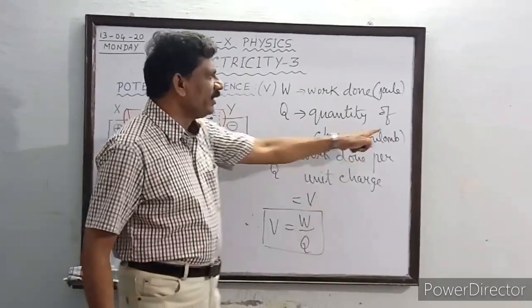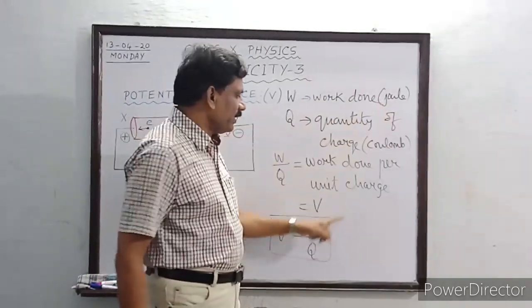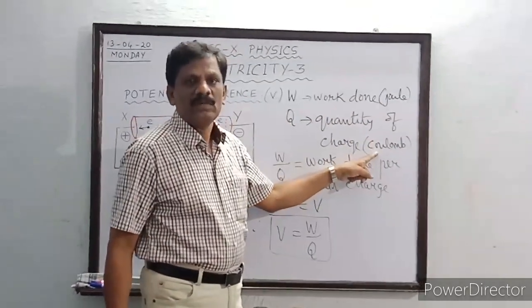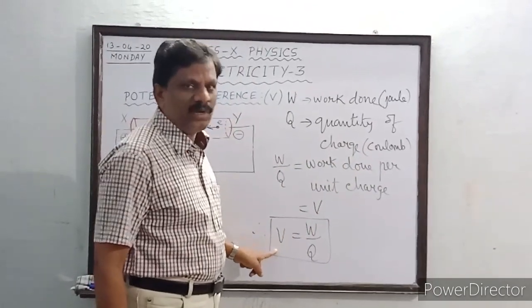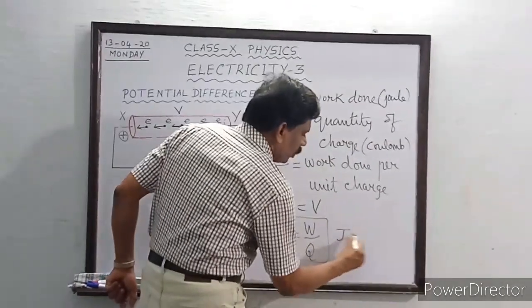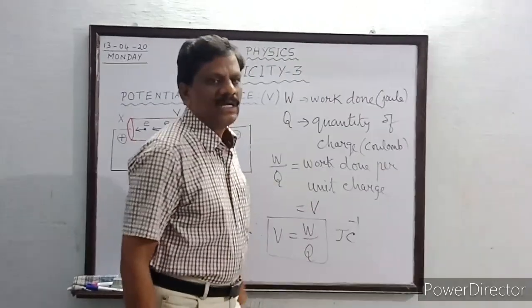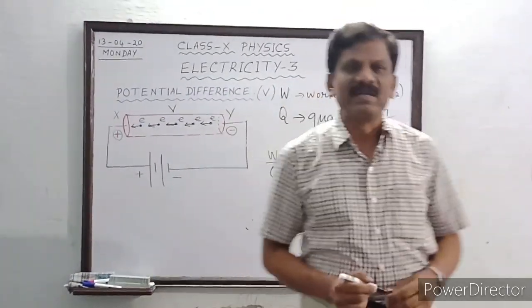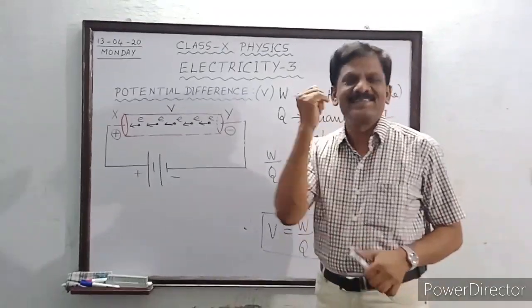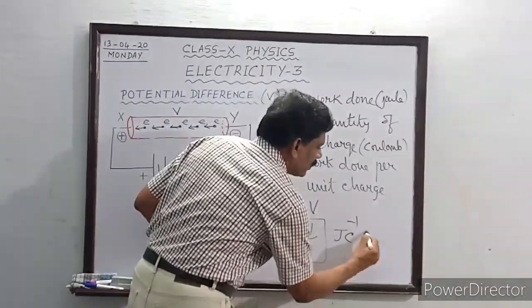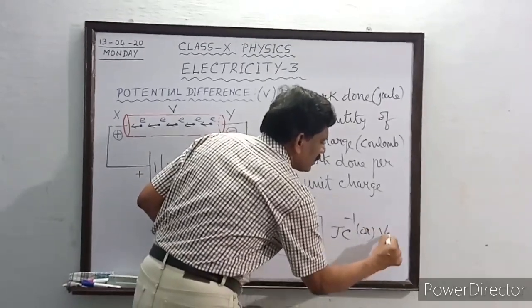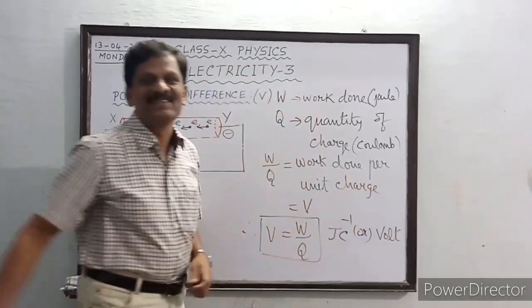The unit of W is joule. The unit of Q is coulomb. So what should be the unit of V? It must be joule per coulomb. So I will write joule per coulomb. And is there any other unit for potential difference? Yes, we have heard already, it is volt. Therefore, joule per coulomb also is called volt.